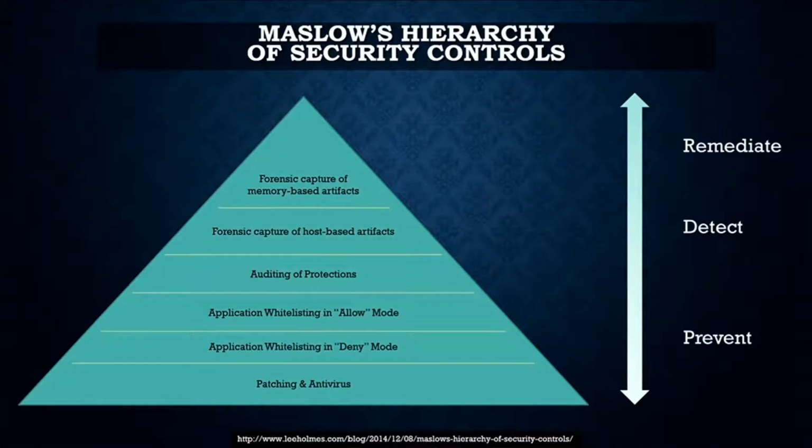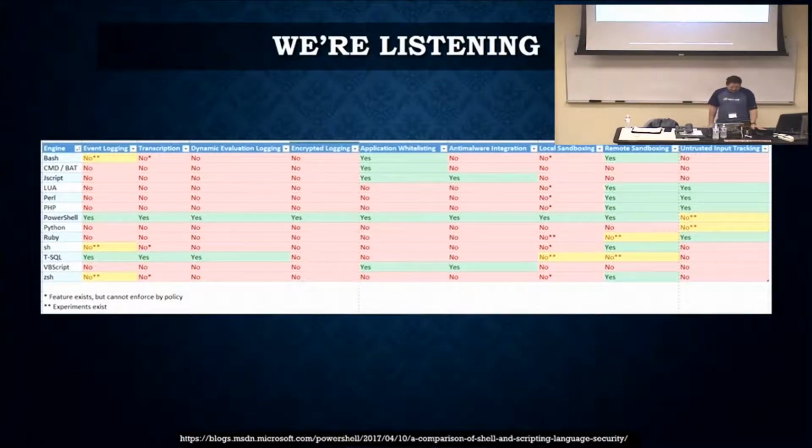We've been listening for the last decade or so as far as what should be done from a security perspective. These are all the different engines that exist on the left-hand side there, and the various capabilities within them, such as event logging, encryption, and memory protection. You'll notice there's a shining green bar across the middle. That happens to be PowerShell. Untrusted input tracking does have a no, but with some asterisks. You can make that a yes with JEA, which I'm going to talk about, Just Enough Administration. I'll dive into that a little bit more.